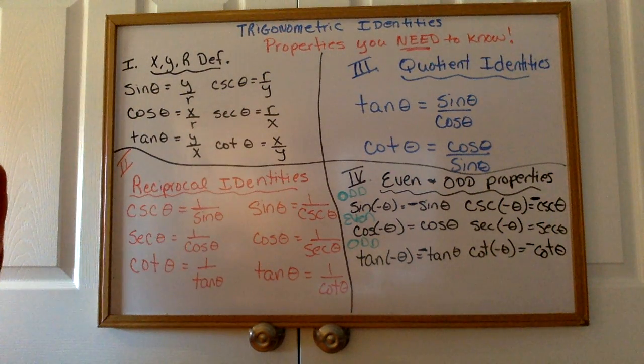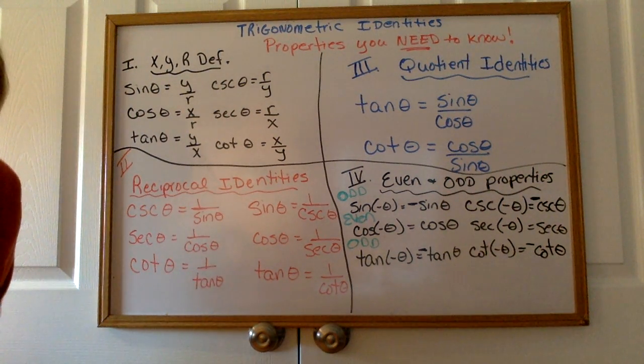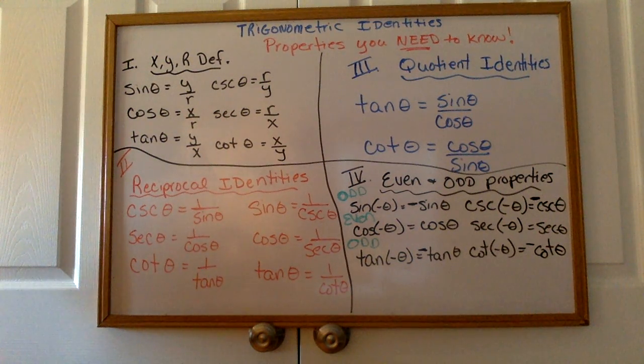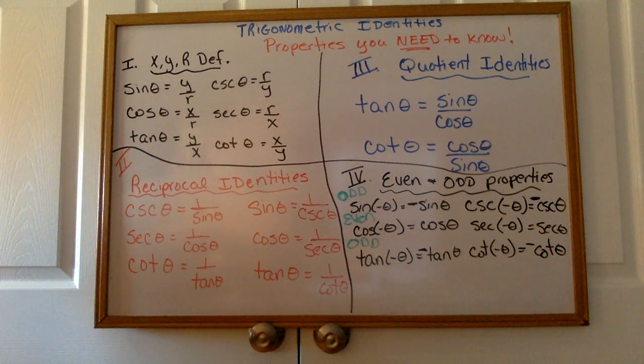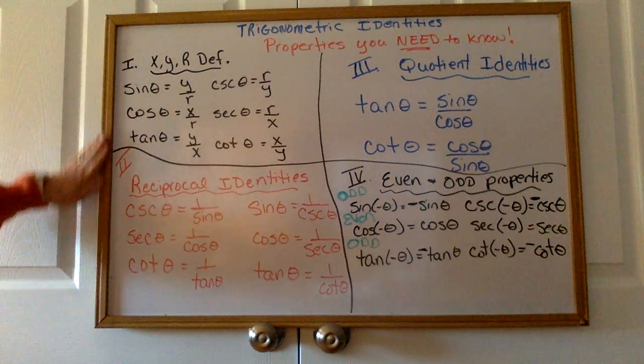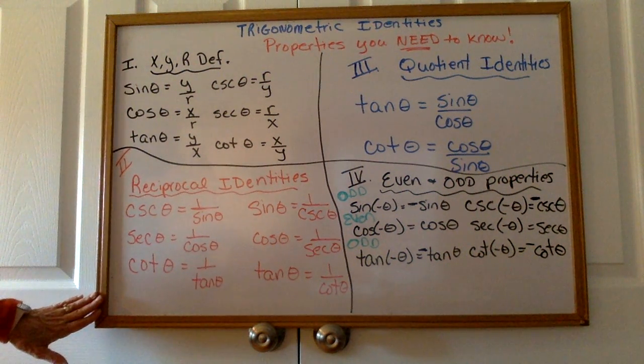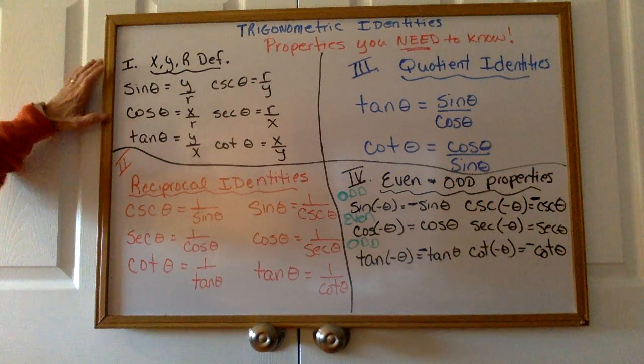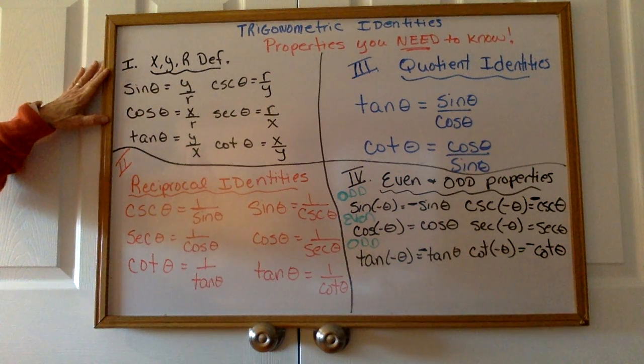Hi guys, today we're going to talk about the trigonometric identities, and these are some of the properties that you absolutely have to know in order to be able to work with the trig identities. So I'm going to quickly go over these with you, and then in the next video I'll have a few more. So you've got to be sure you know your x, y, r definitions.